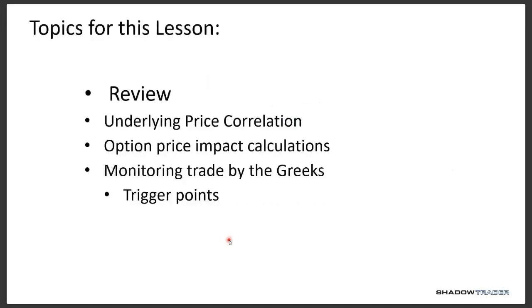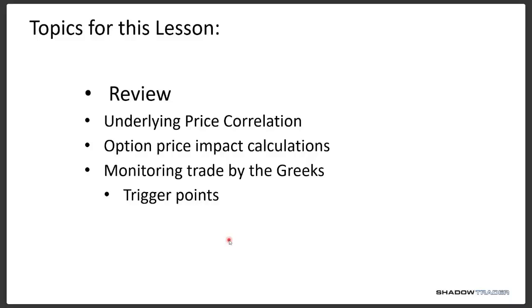All right, today, lesson 7, Greeks and our options. We're going to review the Greeks on the top of the presentation. We're going to talk about the underlying price correlation. That means stock moves by $1, what do my options do? Stock moves by another $1, what do my options do? And what Greek do I look to give me that information?